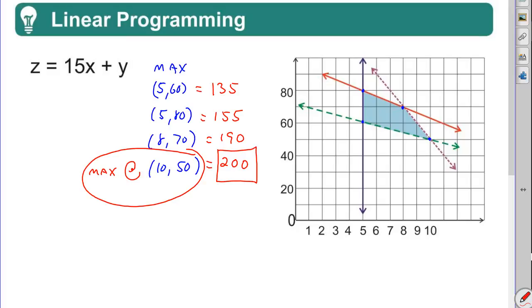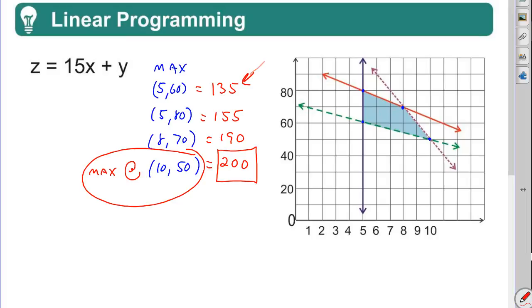Okay, and look, we're doing a maximum. Did it end up being the highest point? No, it didn't. It all depends really on the objective function. The objective function is going to give you insight as to where your max is going to be. Now, if we were doing a minimum, it would have been 560 for a minimum value of 135.